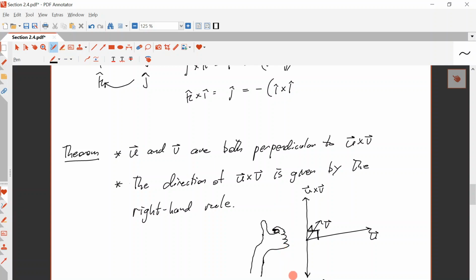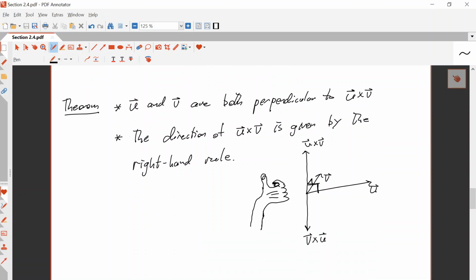Alright, so I've got my index fingers curved in the direction from U to V, and then with my right hand my thumb points in the direction of U cross V. And then the other one, V cross U, if I curl my fingers the other way, I'd have to turn my hand upside down with my thumb pointing down. Okay, so that's the two facts.